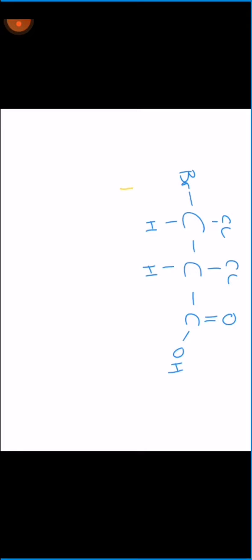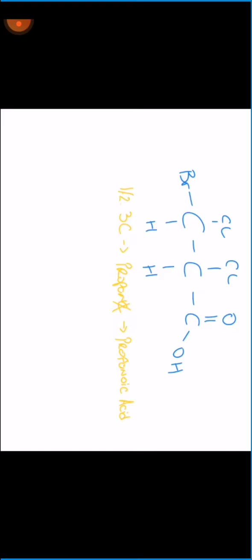So let's try an example here. Step 1 is always to identify your longest carbon chain. And I can see here 1, 2, 3. So my longest carbon chain has 3 carbons in it. So I know that that is prop. So that would be propane, but I know for a carboxylic acid that I remove the e, and what it becomes is propanoic acid. So that is step 1 and step 2 completed.